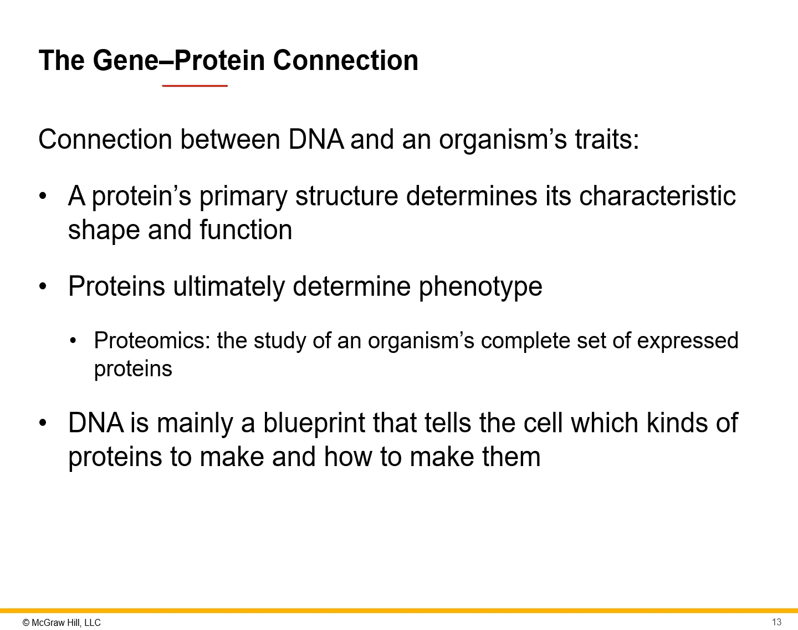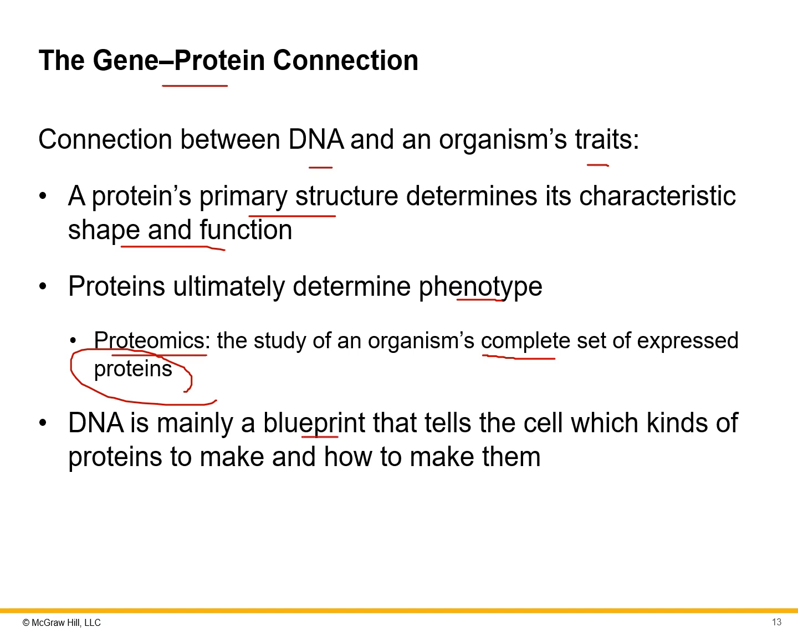So this gene to protein connection, the connection between the DNA and its traits, again, genotype to phenotype. The protein's primary structure, which is the amino acid sequence that it has, ultimately determines the shape and function of that protein. So again, those proteins then determine the phenotype. And the study of that is called proteomics. So we have genomics that studies all the genes. Proteomics studies all of the proteins that are expressed in an organism.